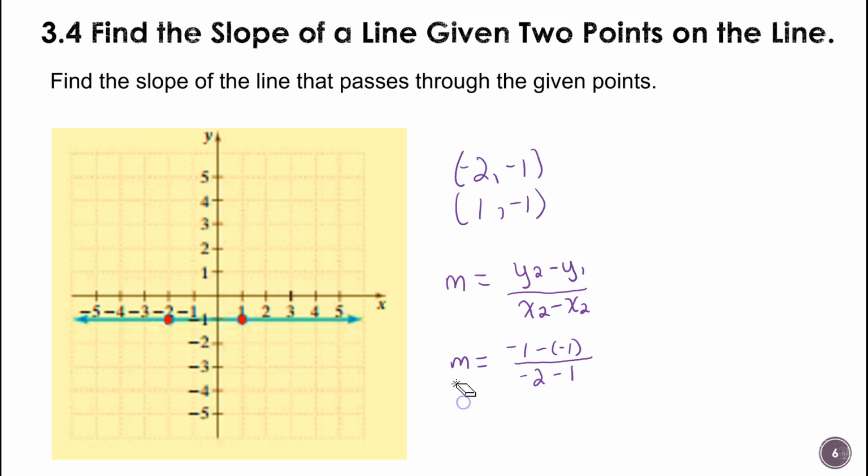Now you notice that my y's were the same two numbers. -1 plus 1 over -3 would be 0 over -3. So a horizontal line has a slope of 0, and that's always going to be the case.